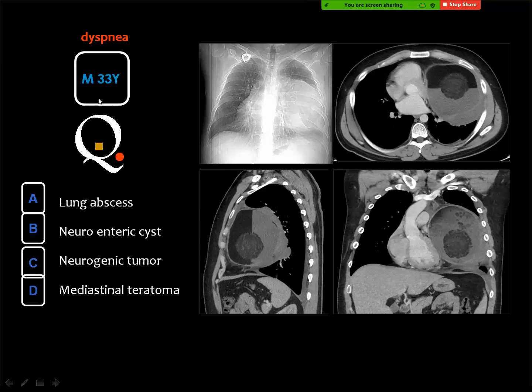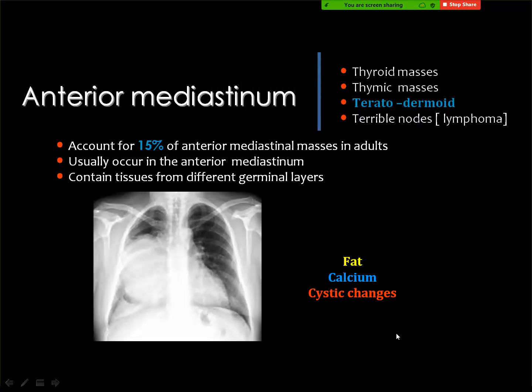This patient, 33 years old with dyspnea, and there is a big mass in the chest. Teratoma. Yes, this is mediastinal teratoma because of the fat. And you see here, this is not air, of course. If it is air, it will appear in the plain film. And this is fat and the fluid and the solid. But there is no calcium. Then the presence of fat and the fluid is enough for the diagnosis of teratoma.